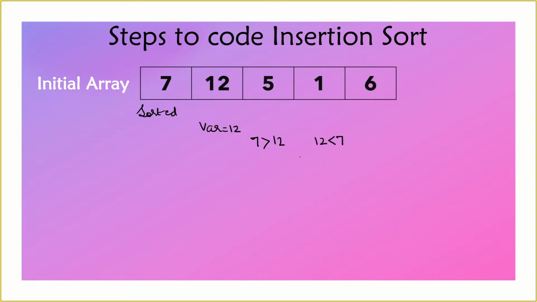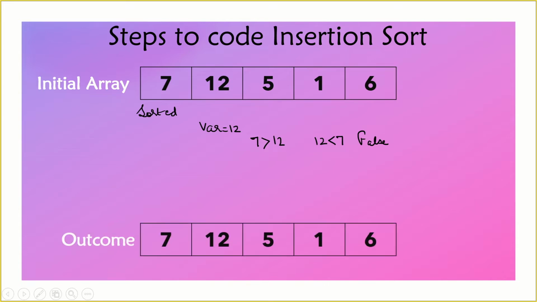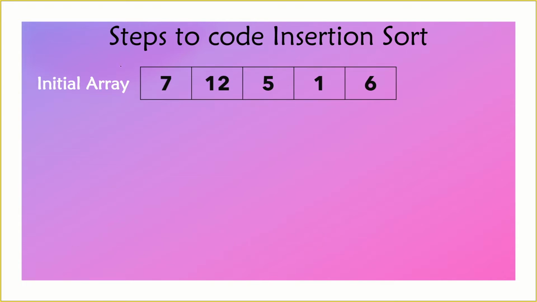Now, if the first element, which is 7, is greater than the value stored in variable var, then var is placed in front of the first element. But as we can see, this condition is false, so there will be no change in the array and the outcome will be this. In the next iteration, we consider these two elements as sorted and we start with the third element, which is 5.